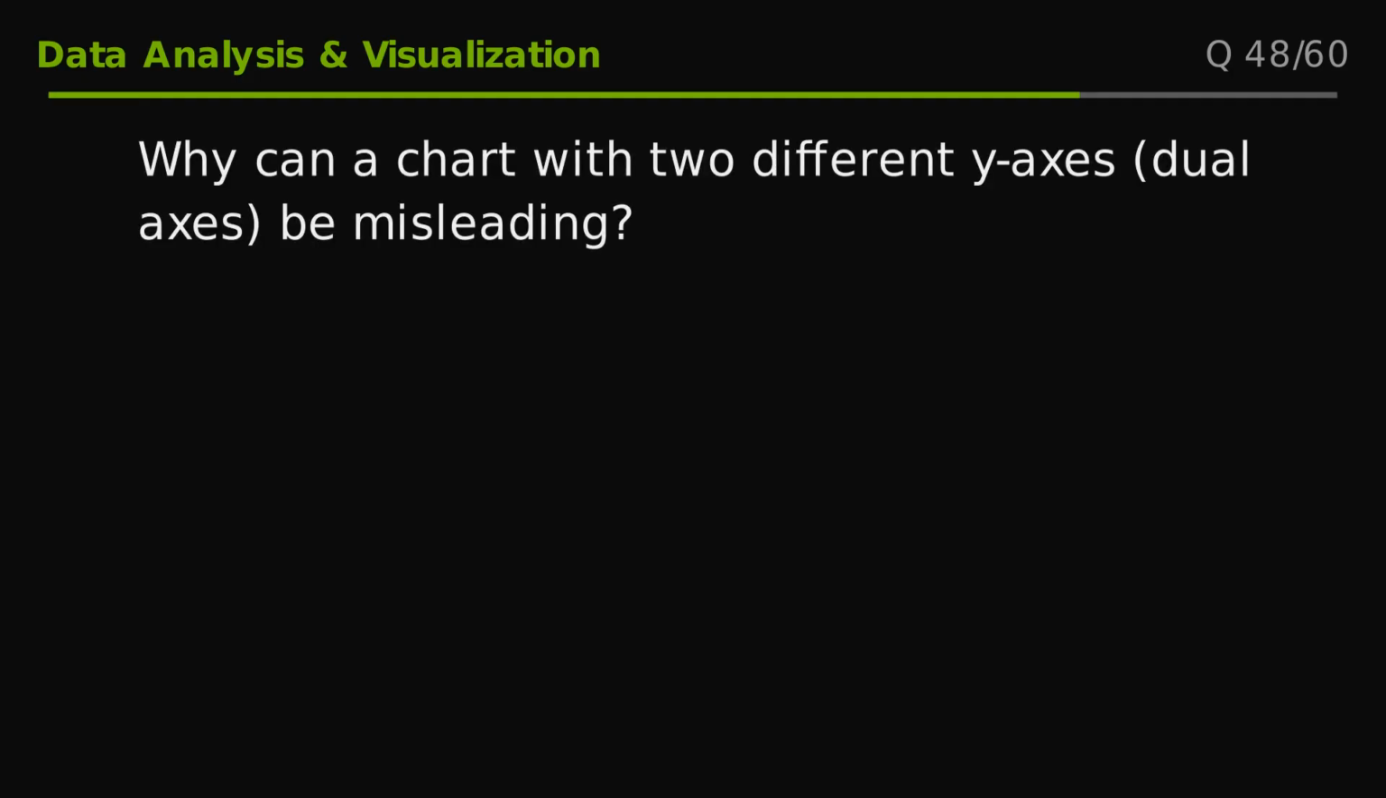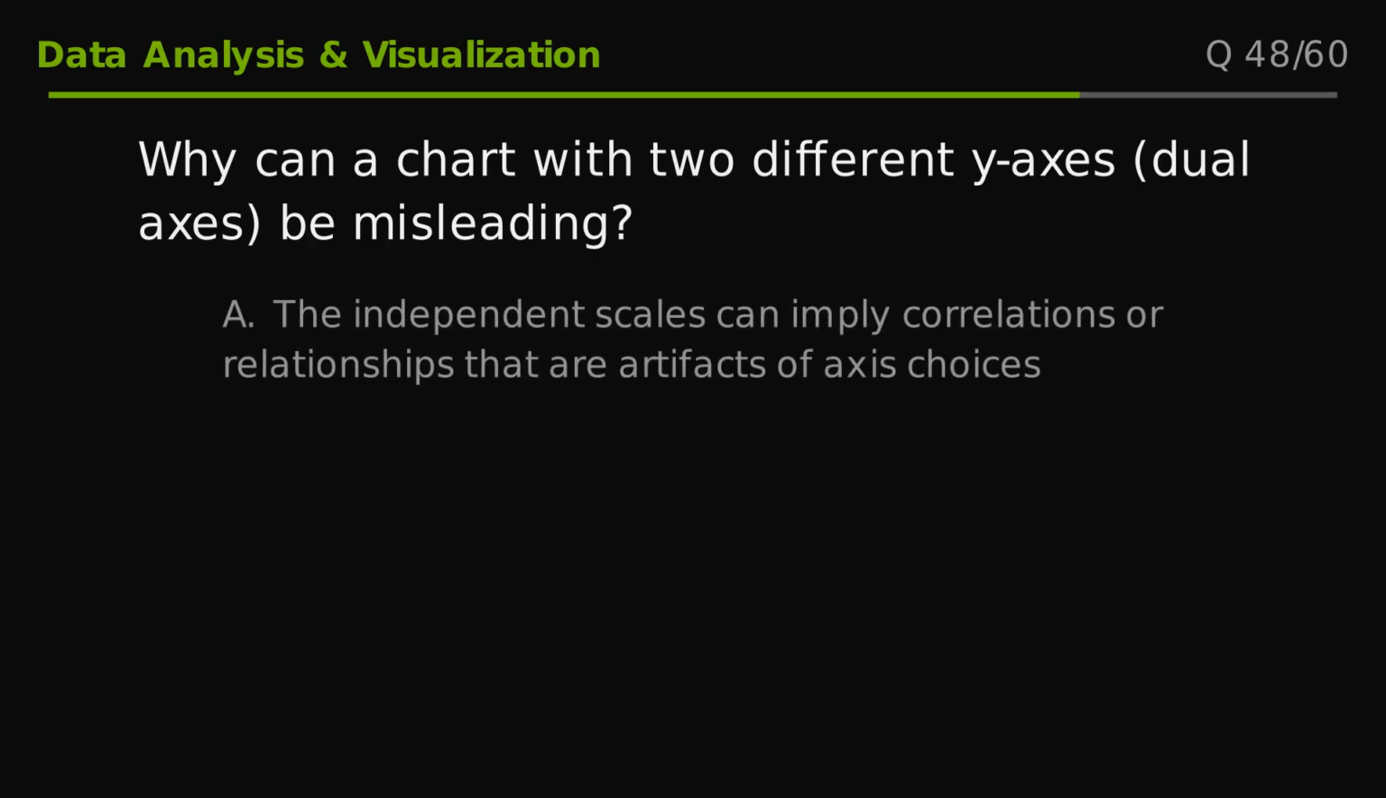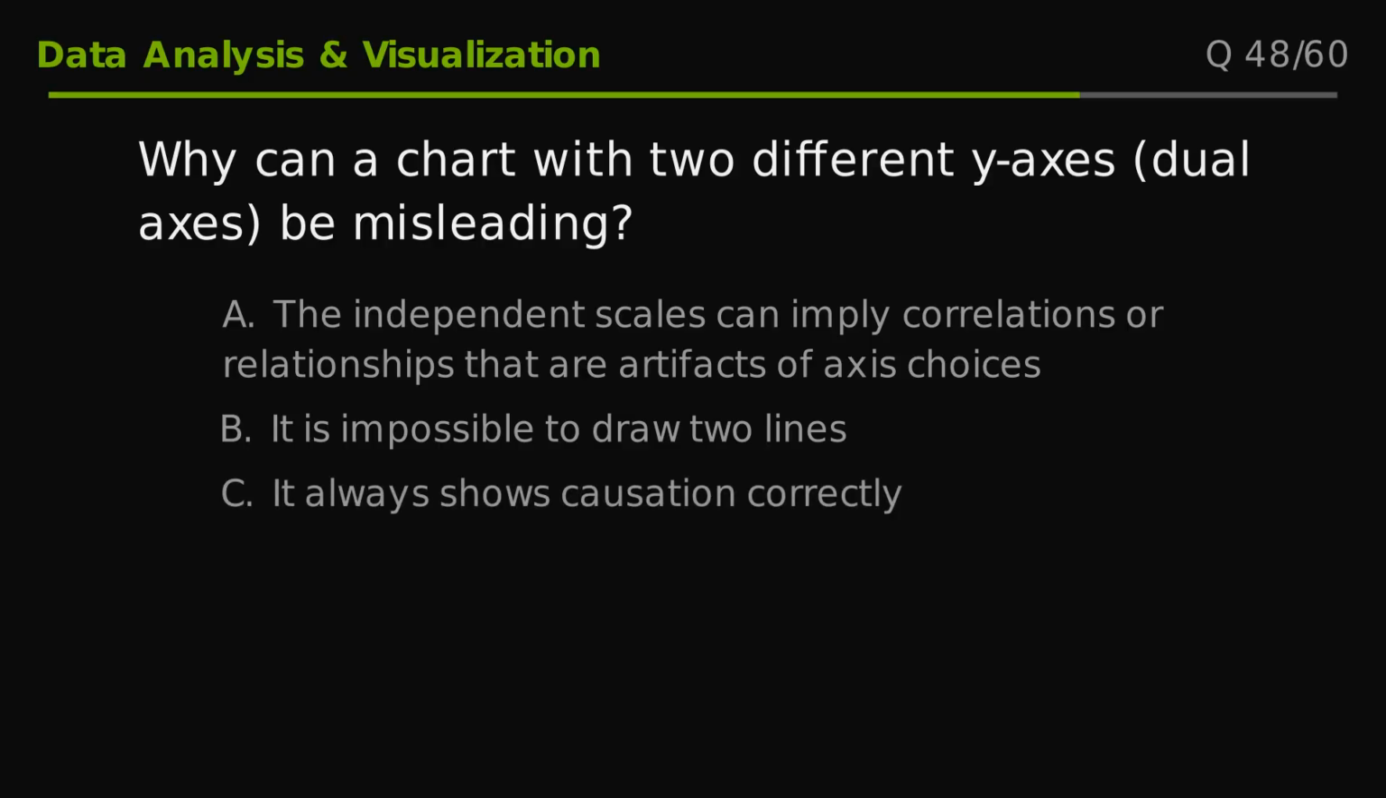Question 48. Why can a chart with two different y-axes, dual axes, be misleading? Option A, the independent scales can imply correlations or relationships that are artifacts of axis choices. Option B, it is impossible to draw two lines. Option C, it always shows causation correctly. Option D, dual axes increase model accuracy.